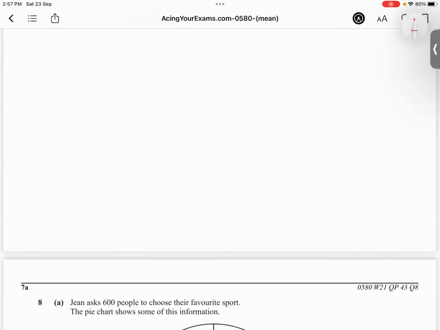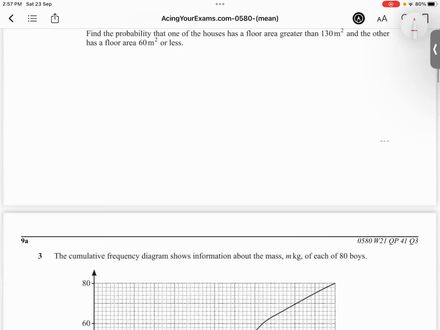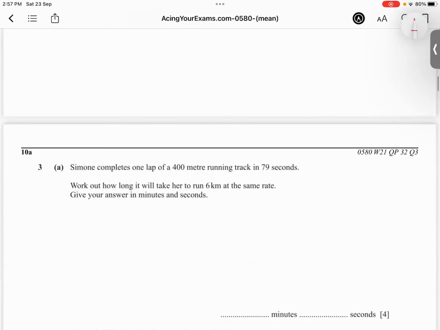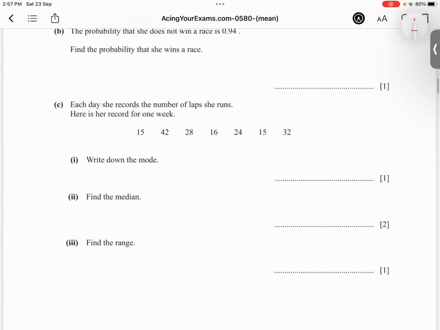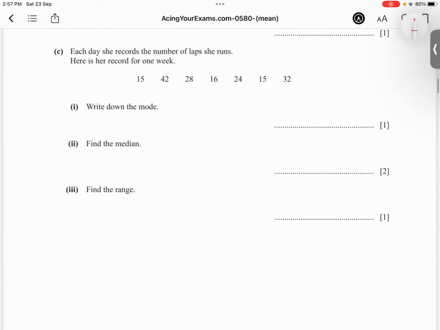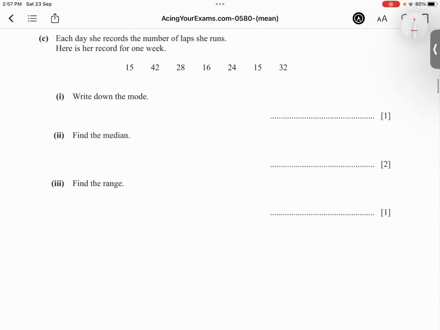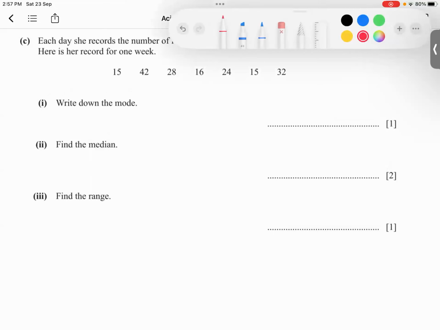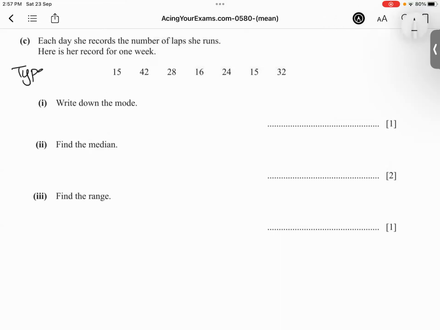Right, let me see the worksheet first. Okay, so you can see that there are a lot of questions in this worksheet. So let's start with this sort of basic question. You can get this sort of question. This is type 1 questions in exam papers. Type 1 questions.